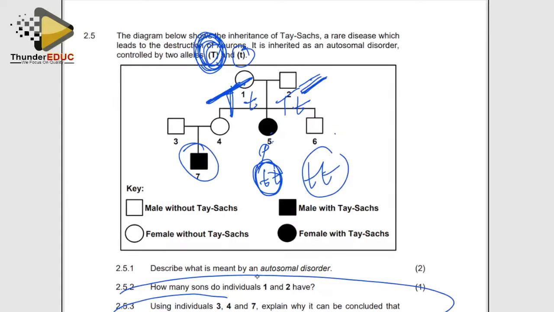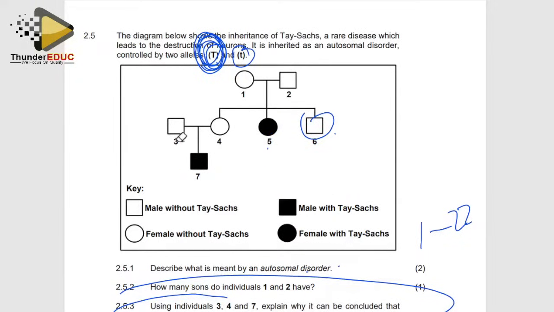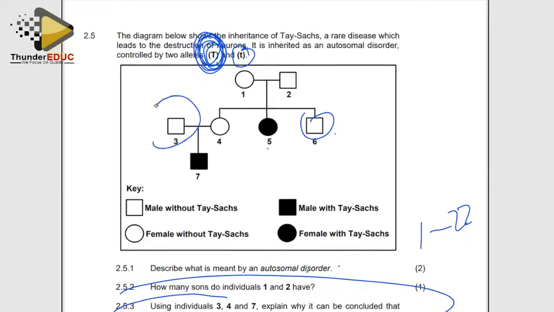Then it says describe what is meant by autosomal disorder. It means that it is a disorder whose genes are carried on autosomes. You understand? Yes, from pair number 1 to pair number 22, chromosomes. How many sons did individual 1 and 2 have? Individual 1 and 2 had one son. Why? Because this one is not a son. This is just someone who came to marry a beautiful girl.